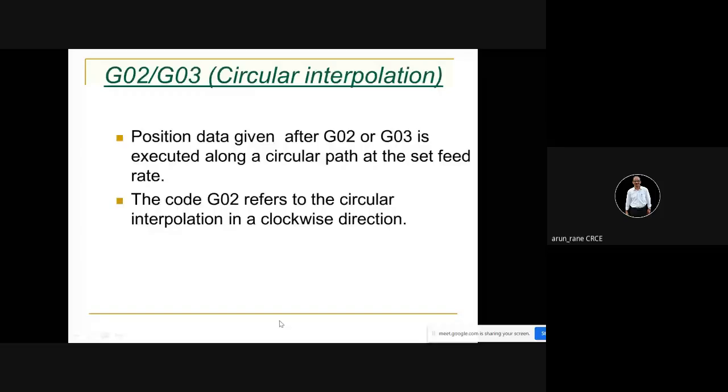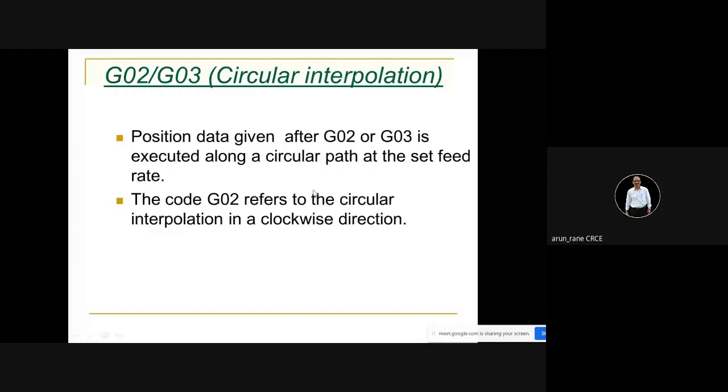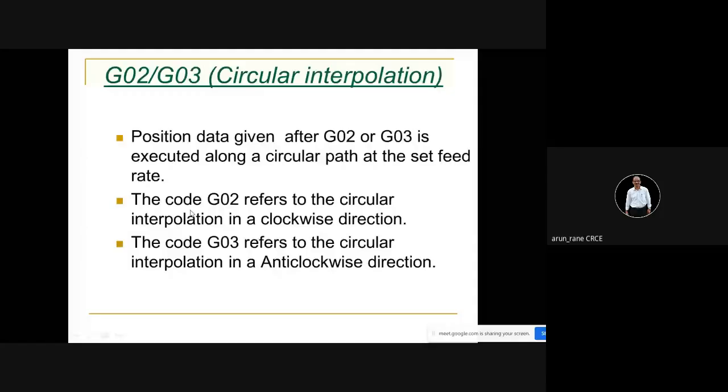Here you have to remember G02 stands for the clockwise direction and G03 stands for the anti-clockwise direction. That is circular interpolation. G02 is clockwise circular interpolation, that is CW, and G03 is anti-clockwise or counterclockwise, that is CCW. That is nothing but climb milling or up milling, or down milling.